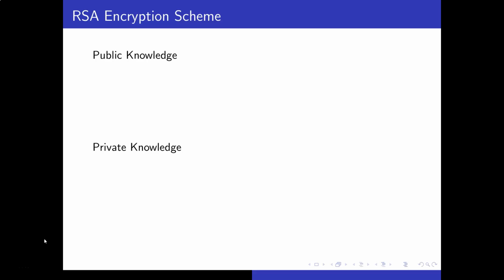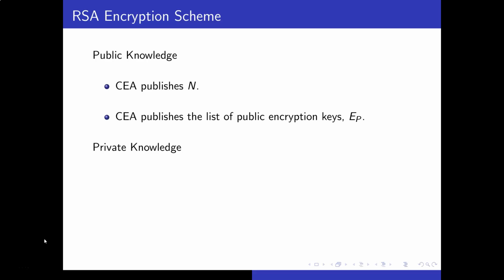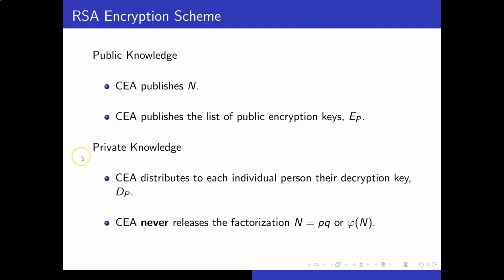All right, then the Central Encryption Authority sends out certain information. Some information is purely public. N, the modulus, that is public. All of the encryption keys are public. They just publish a roster of them with the user and their encryption key. Then, private knowledge, to each individual player, they're going to give them their decryption key. All right, so every person can see all of the encryption keys, but each person only knows their own decryption key.